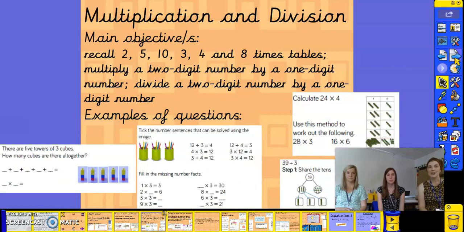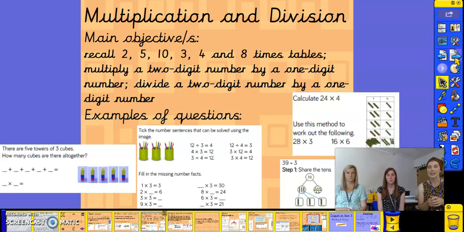Multiplication and division, much the same. So we will be recalling 2s, 5s, 10s, 3s, 4s and 8 times tables by the end of Year 3, multiplying a 2-digit number by a 1-digit number and dividing a 2-digit number by a 1-digit number.